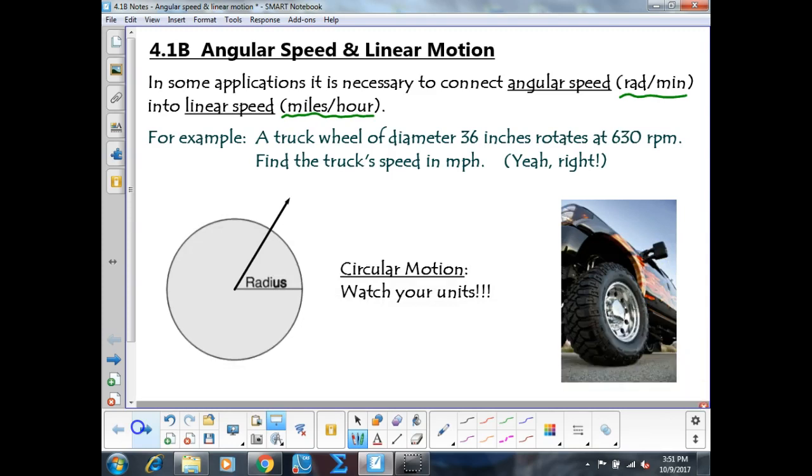One of the questions we'll be able to answer at the end of this will be: we have a truck wheel with a diameter of 36 inches. It's rotating at 630 RPMs. Remember, RPMs means revolutions per minute. And we want to find the truck's speed in miles per hour, just knowing that these 36-inch wheels are going at 630 RPMs. So we will be able to do that.